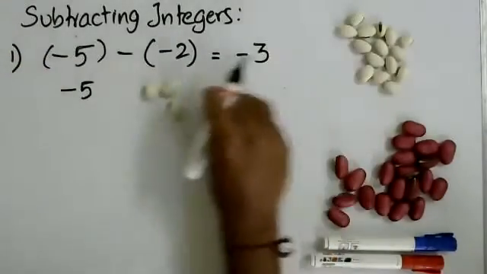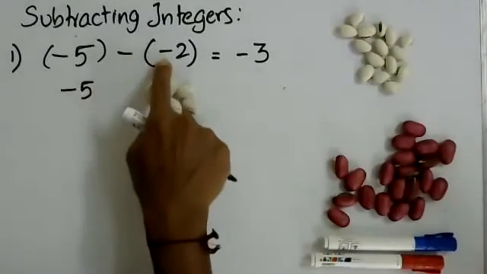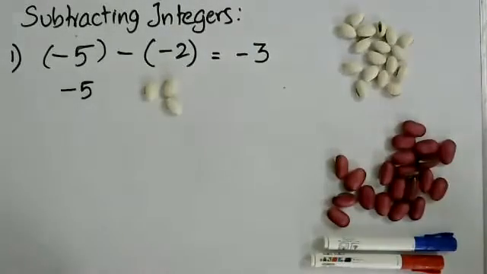How do you account for this? I have -5, correct? I am supposed to remove -2 from this, correct? So I removed -2 from this. So what is left? -3.